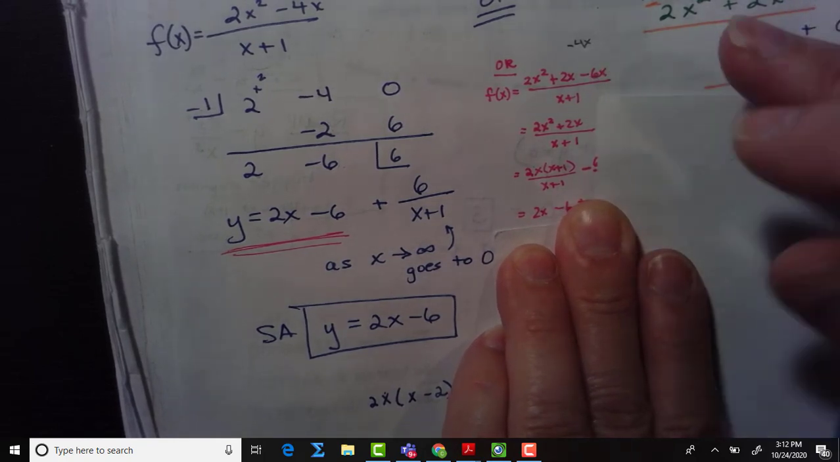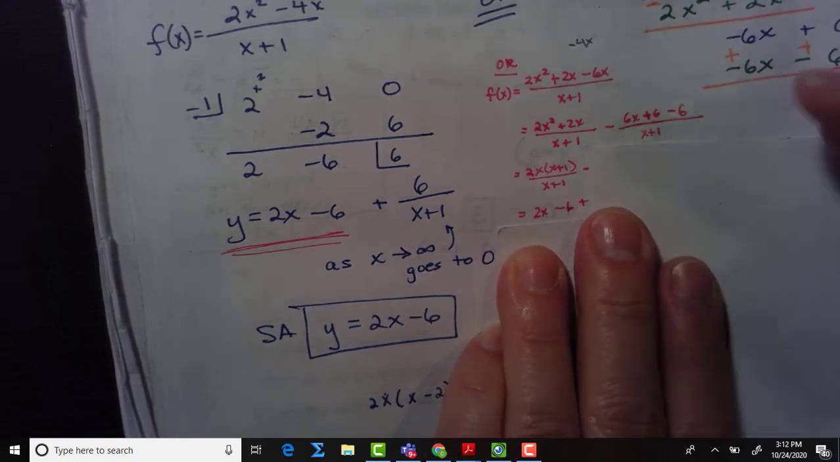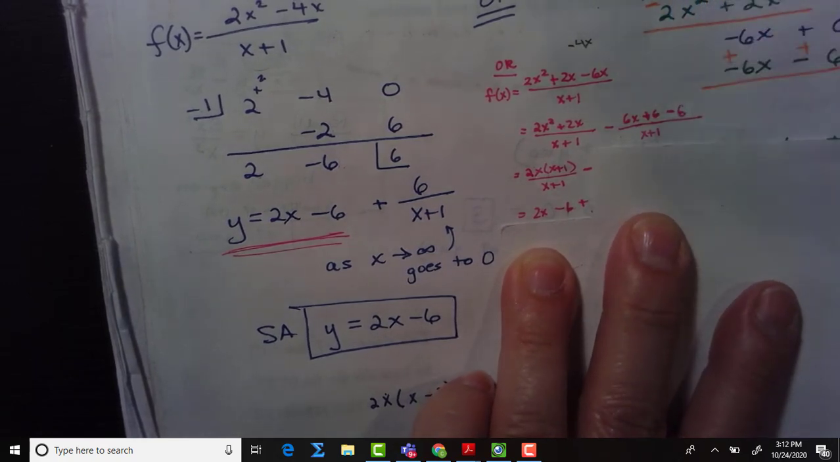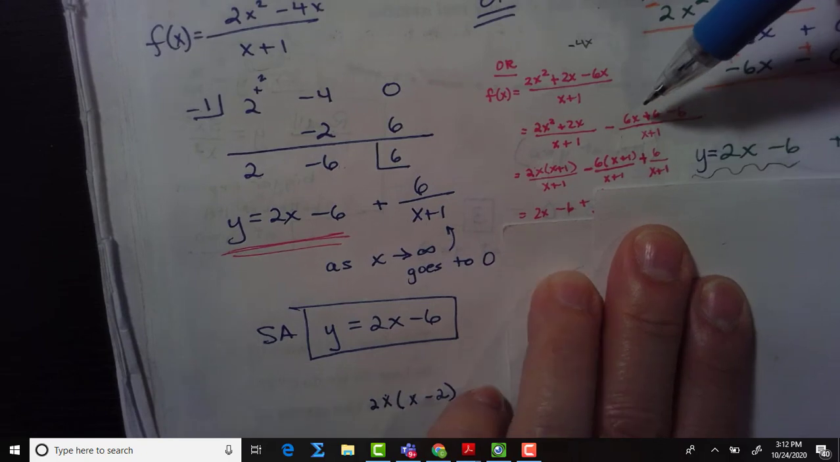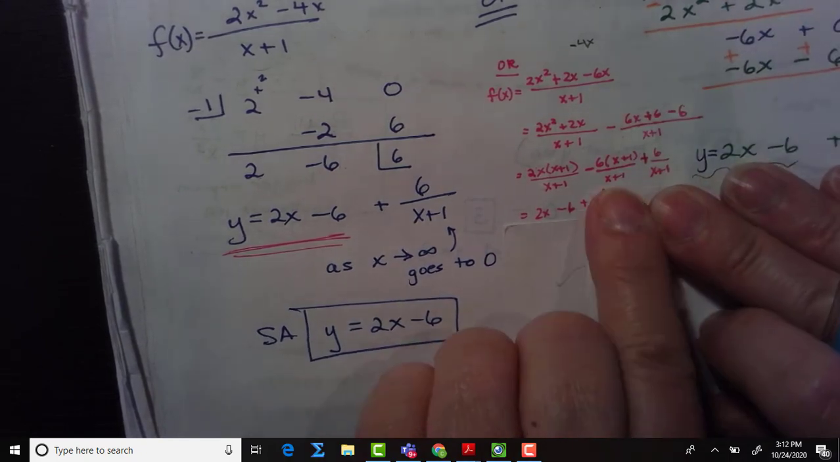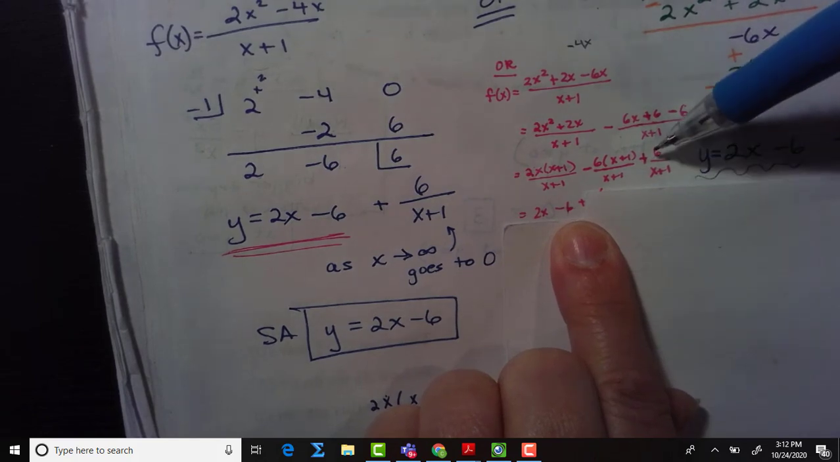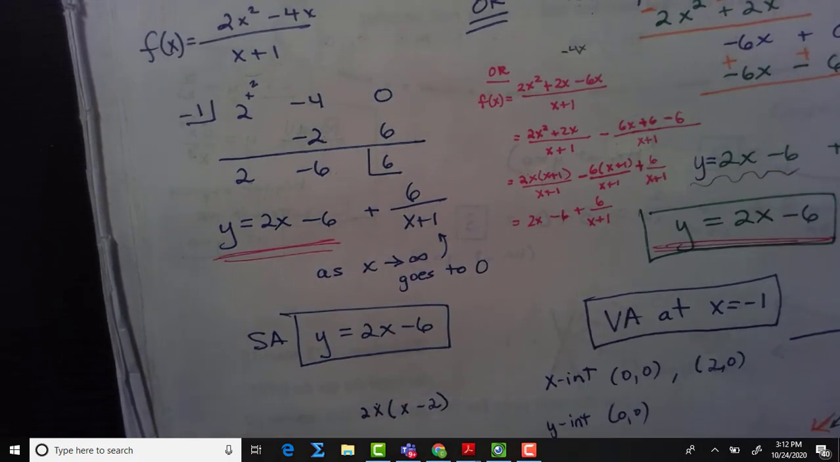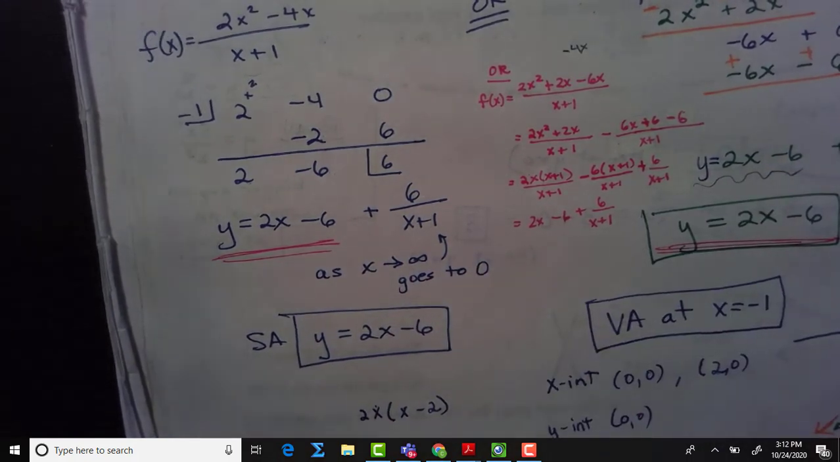Minus 6x. And I can see that if I did 6x plus 6 minus 6, I could factor out the x plus 1 here. The x plus 1 is going to cancel. It's going to leave that 6, and this is what is left. And as x goes to infinity, this term's going to drop out. I'm still going to get this.